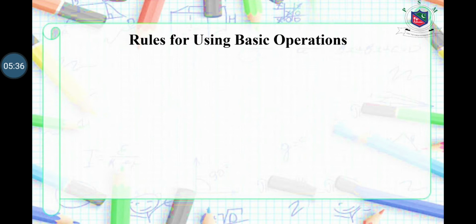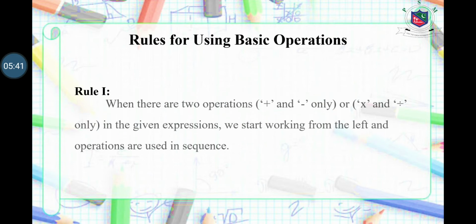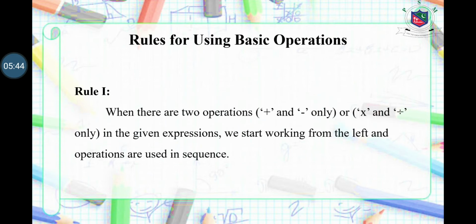Let us learn. In the first rule, when there are two operations, means plus and minus only, or multiplication and division only in the given question, we start working from the left and operations are used in sequence. As we have to start from the left side, if addition is given first, we have to add. If subtraction is given first, we have to subtract.